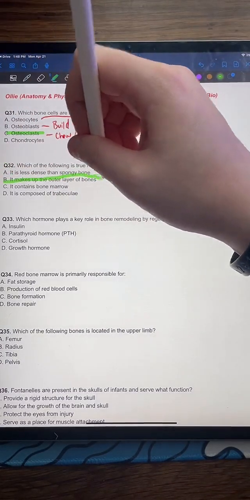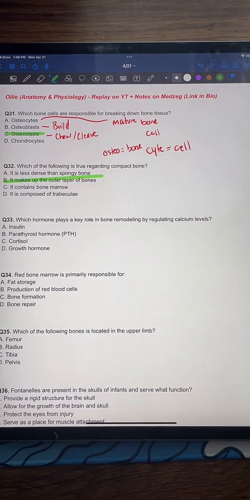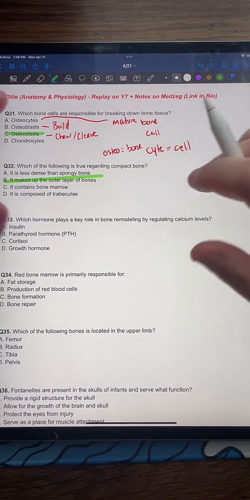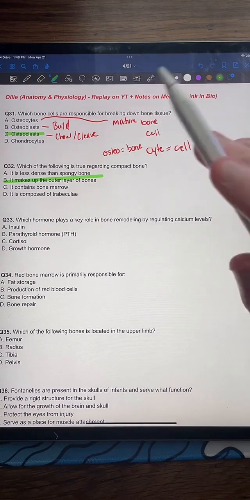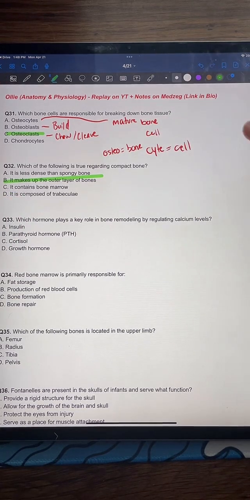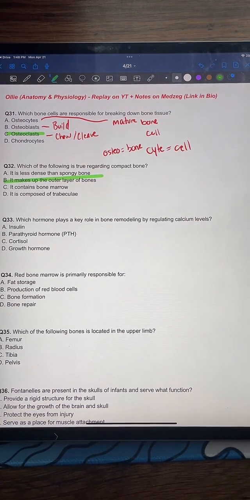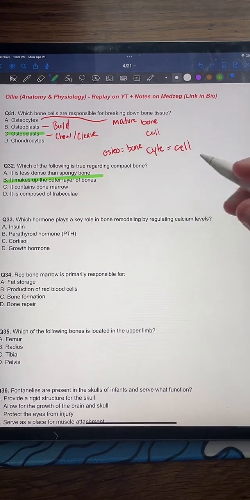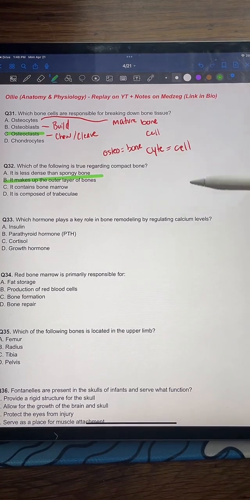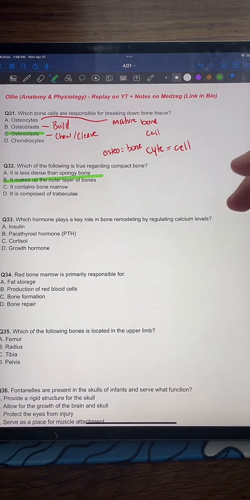Awesome. The answer is B. It makes up the outer layer of bone. So compact bone is dense. It forms the outer layer of most bones. This is what's going to give it strength. It's going to make it rigid. It's going to house our osteons, which are our structural units for bone function. It is less dense than spongy bone? That is not true. Spongy bone is more porous, and it's located more at the ends of the long bones. It contains bone marrow. Bone marrow is primarily found in spongy bone, particularly in the epiphysis, and it is composed of trabeculae. Trabeculae are found in spongy bone.